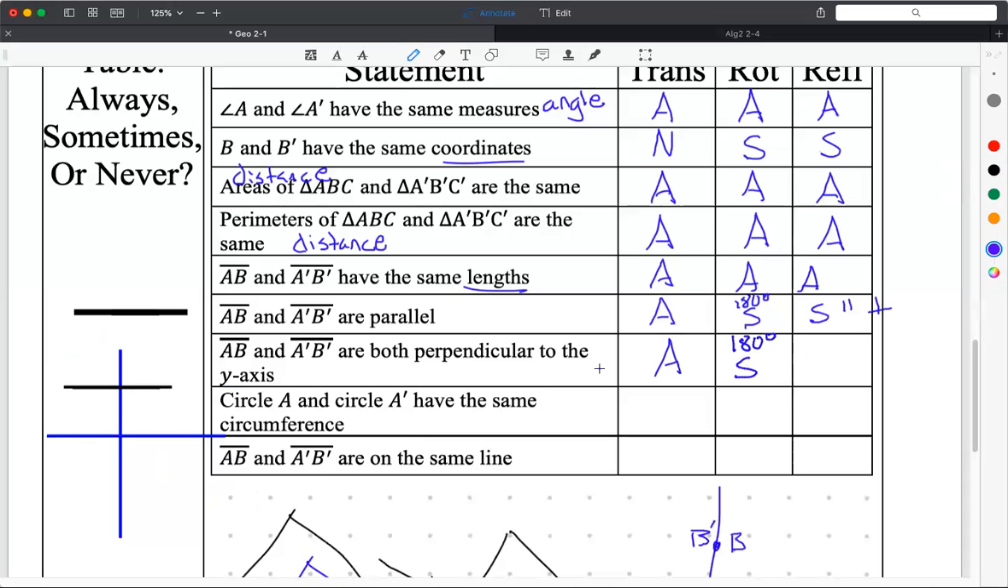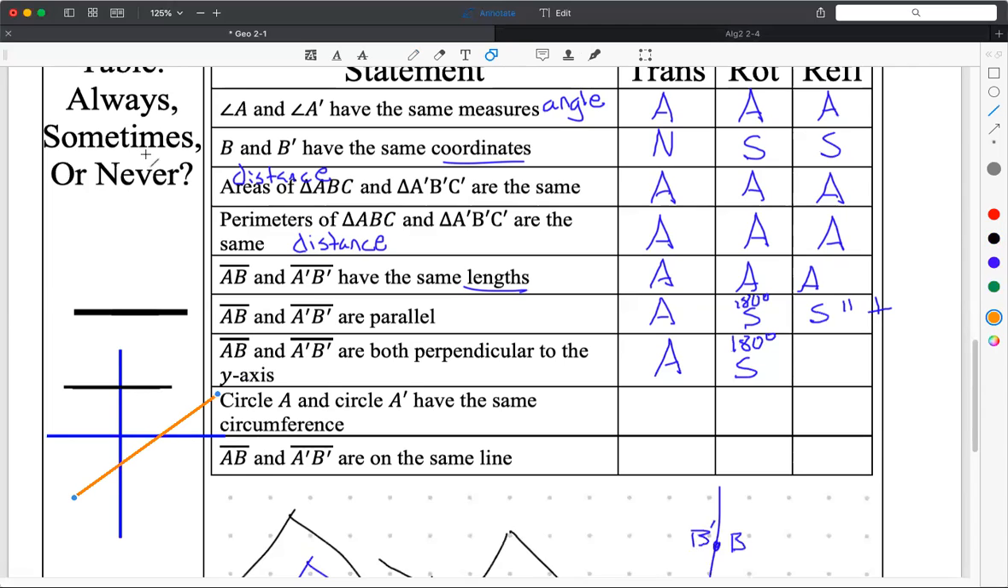What about for a reflection? So if I am perpendicular to the y-axis and I start perpendicular, no matter... ooh, this one I actually got wrong in the last video. I thought it was an always, but it's a sometimes, right? So what if my line of reflection is something that is diagonal?